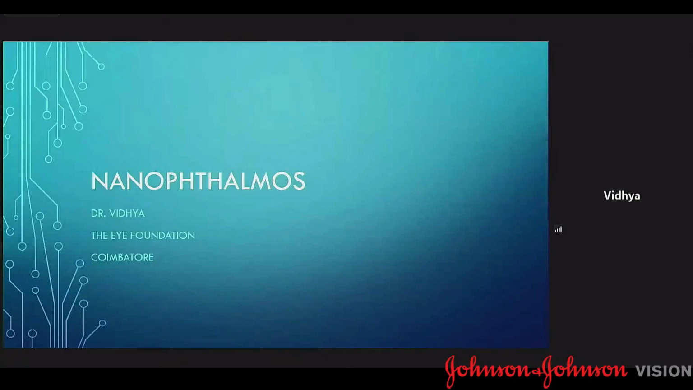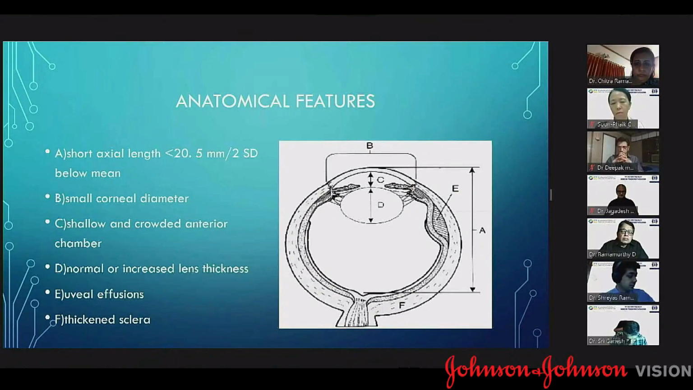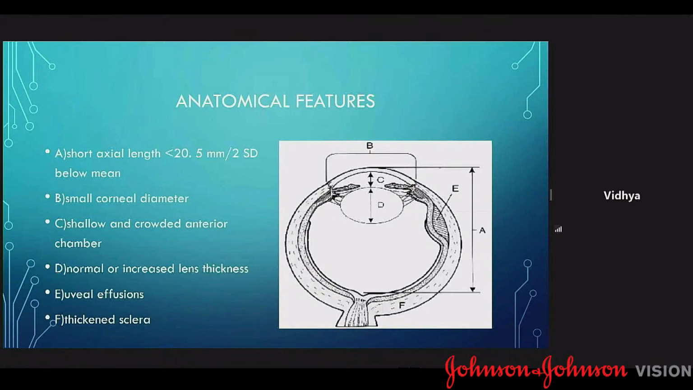I'll be presenting on Nanophthalmos. By definition, it has a short axial length, less than 20.5 or 2 standard deviations below the mean, with a small corneal diameter and a shallow and crowded anterior chamber. There is thickened sclera and there is an increased tendency for uveal effusions.